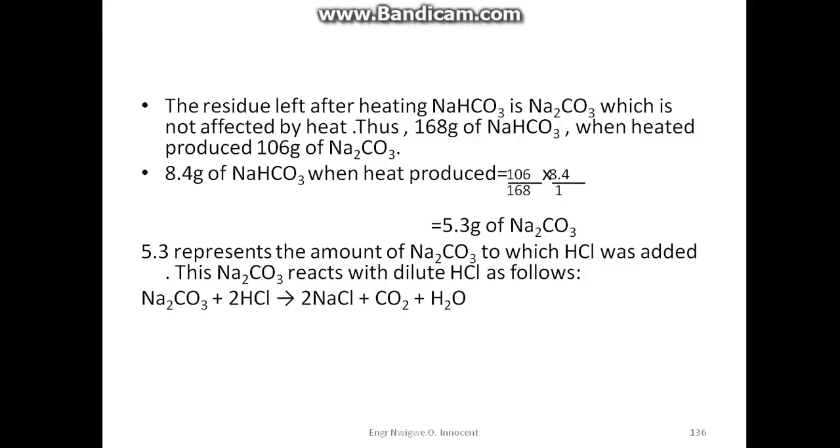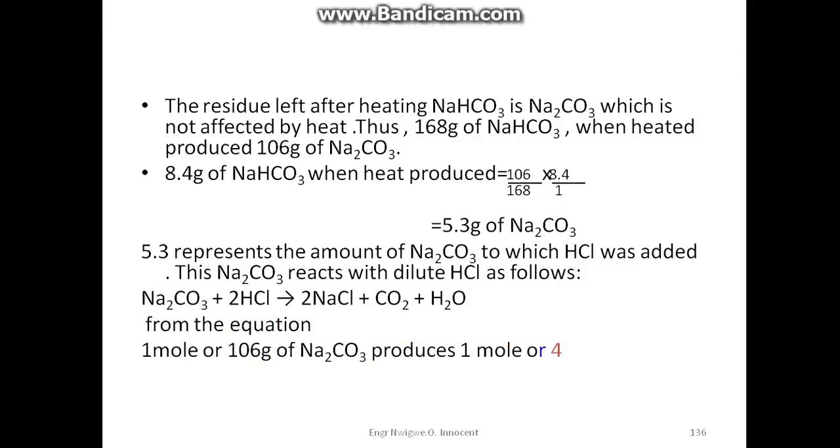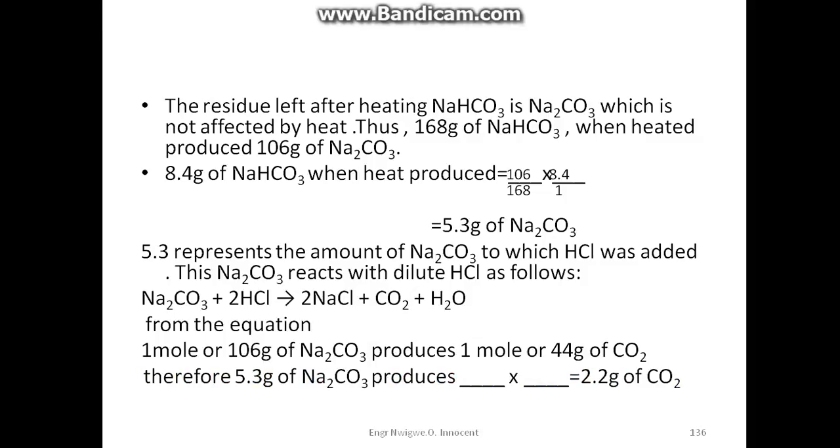From the equation, 1 mole or 106 grams of sodium trioxocarbonate produces 1 mole or 44 grams of carbon(IV) oxide. Therefore, 5.3 grams of sodium trioxocarbonate produces 44 over 106 times 5.3 over 1, which will give us 2.2 grams of carbon(IV) oxide.